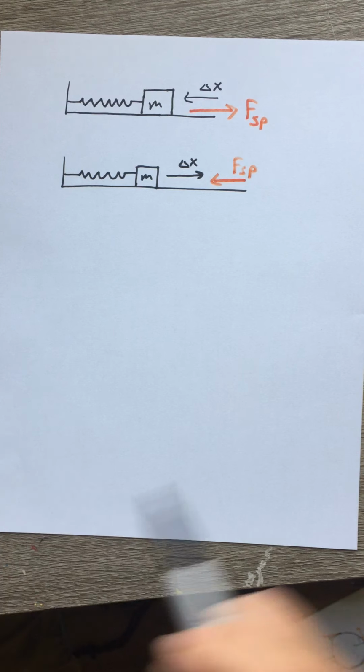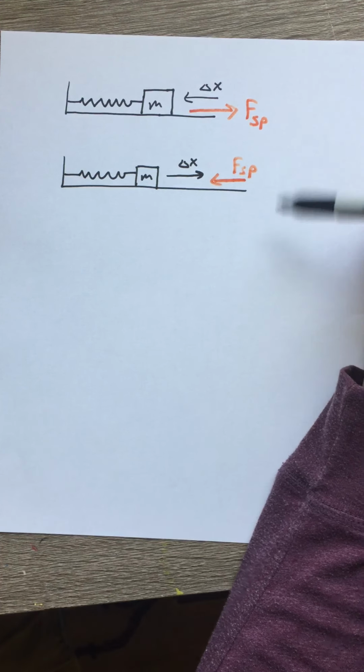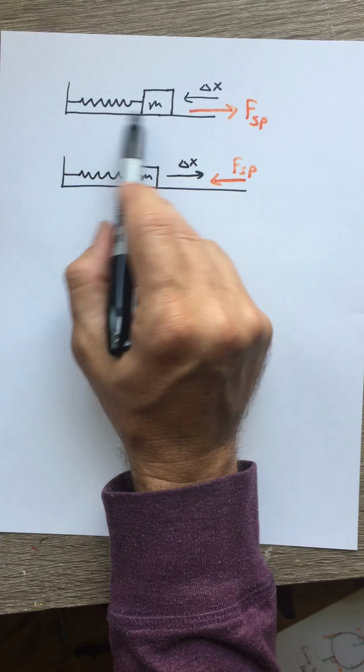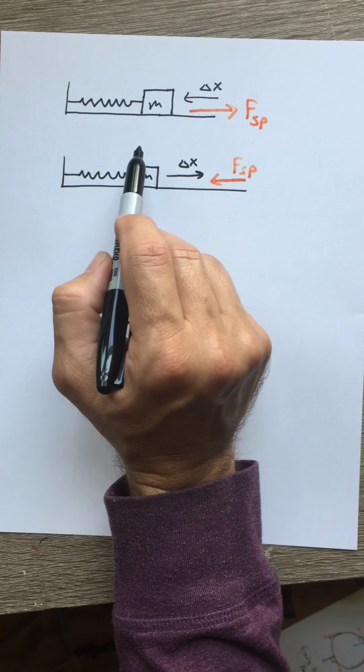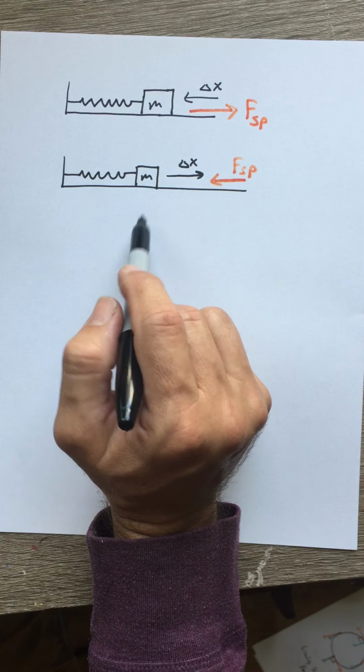Because of this nature, how the spring force is always opposed to the displacement, I call it a restorative force, right? If I move the block, the spring force tries to restore it. That means, of course, there is some position here where the block just sits still, and that makes sense.